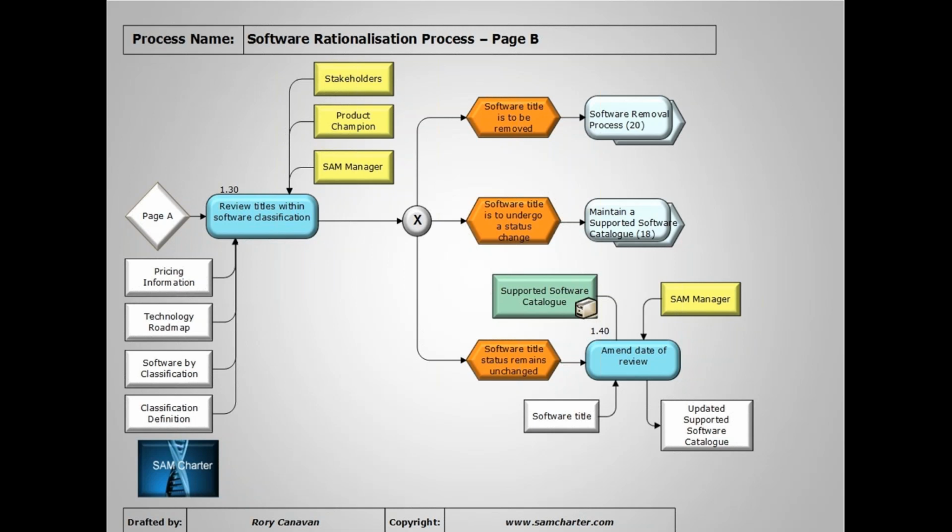So as we go through and review our titles, we need to think about what status should they have within our supported software catalogue. So the first status is a green status. Now this is what I would call our general standards. And these are the pieces of software that we're very comfortable with supporting, we understand the value, and we are achieving economies in scale and scope by having them deployed as much as possible within our environment.